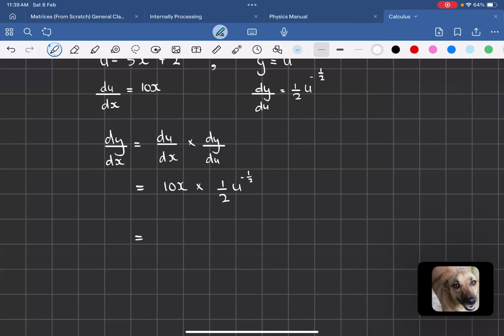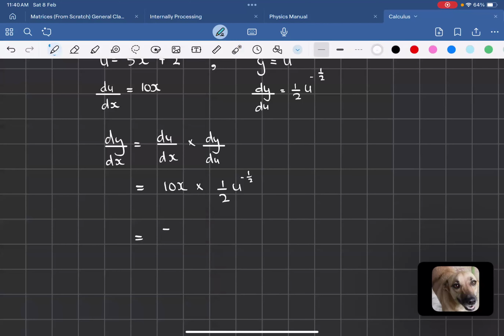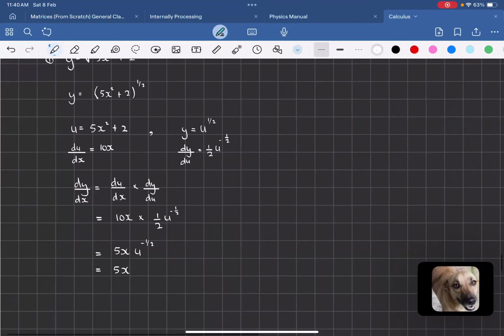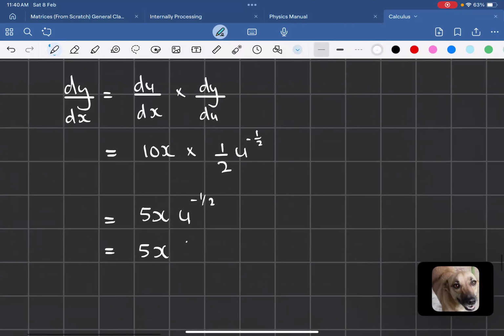Now everything here is being multiplied. So we can say 10 times a half. What's 10 times a half? 5. So we have 5x multiplied by u to the power minus a half. Now we need to recall what u was. What did we say u was? u was 5x squared plus 2.